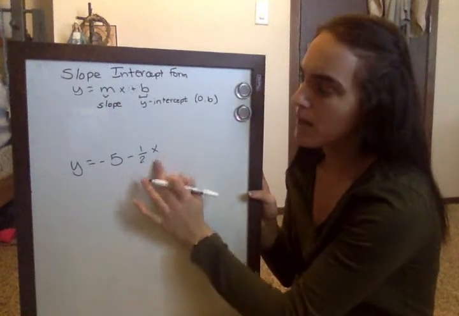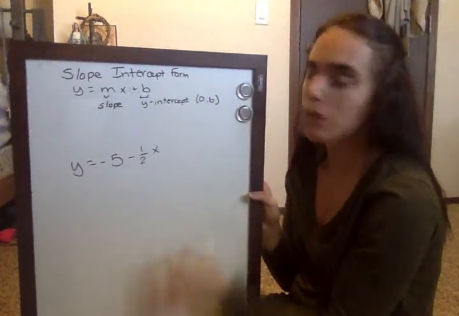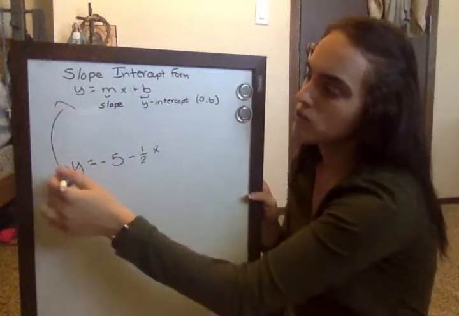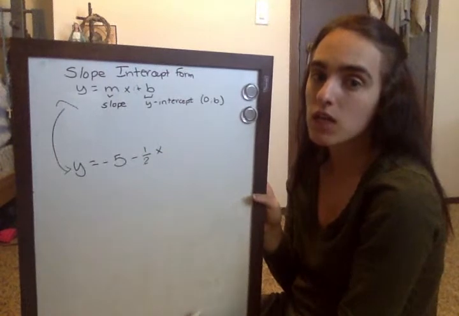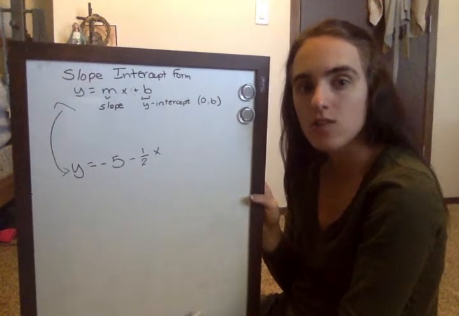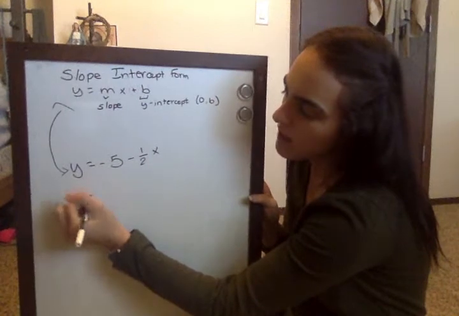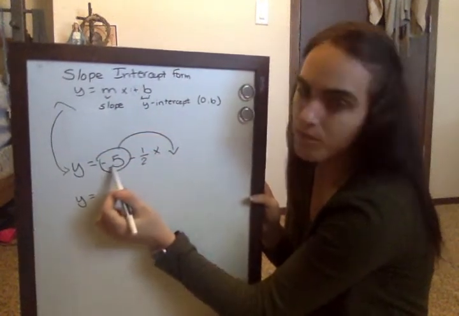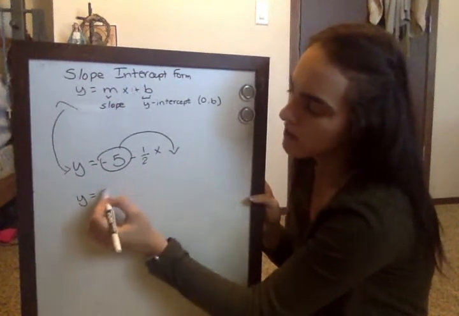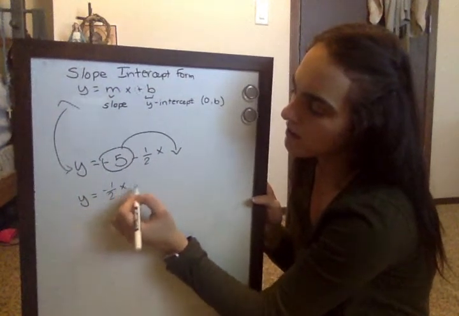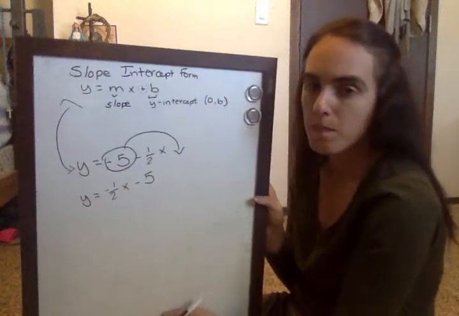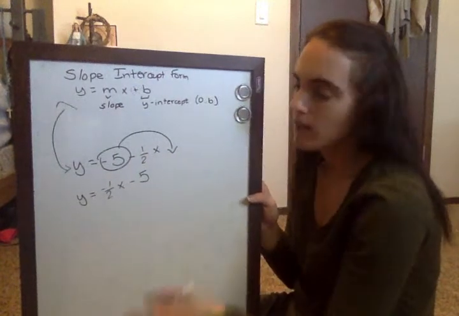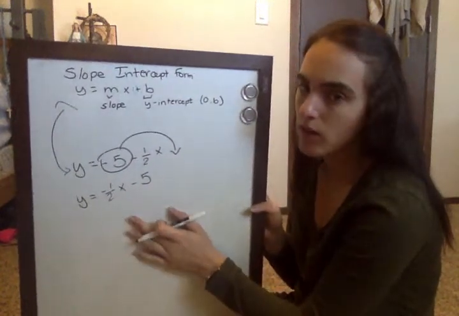My coefficient and my x need to be in the front. My y-intercept needs to be in the back. This equation needs to match that equation. So how do we rearrange this around? Y equals, and then we're just going to take this, even the negative, and pop it on the other side: negative 1/2 x minus 5. We just plopped that over, flipped it around, and now we can identify our points and graph.